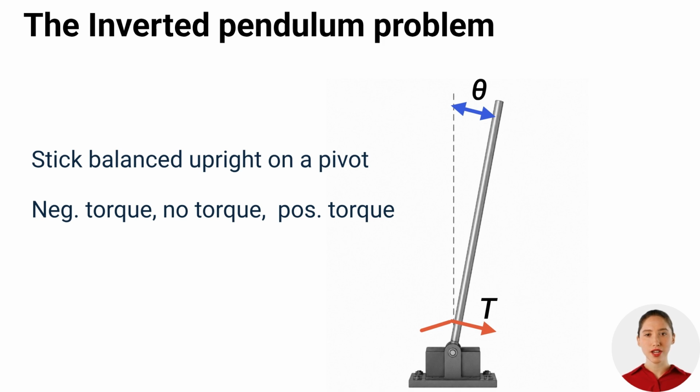Push it too far and it's over. If the angle exceeds 45 degrees in either direction, the episode fails. And it's not just about staying upright. The agent must do it using as little energy as possible.